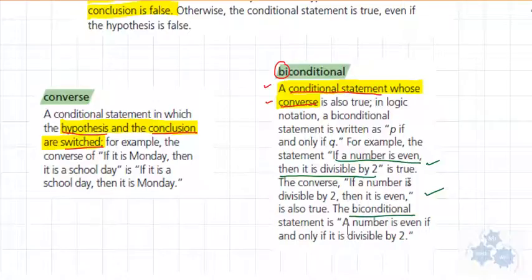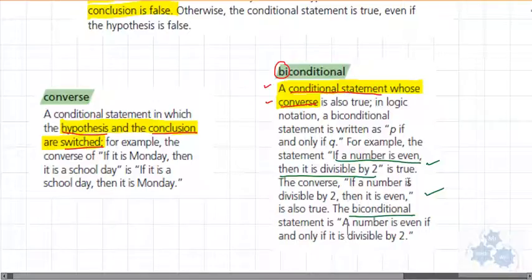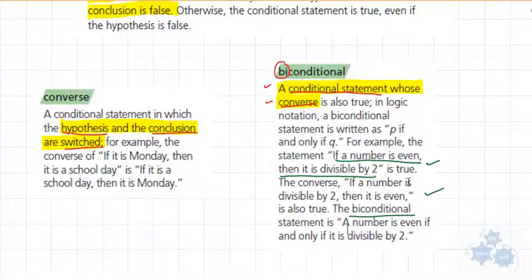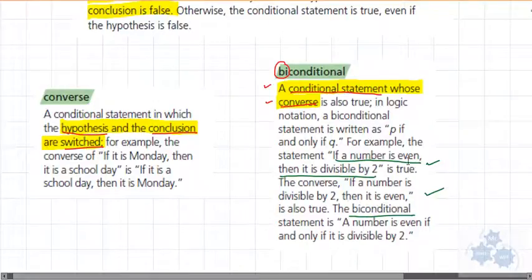If today is Monday, then tomorrow is Tuesday. Let's flip that one around. If tomorrow is Tuesday, then today is Monday. Can you think of a counterexample for that? All you have to do is think of one case where that's not true, and then you can say it's not biconditional. In reality, if tomorrow is Tuesday, then that must mean that today is Monday. So that converse is also true. So both statements are true, and that would be a biconditional statement.